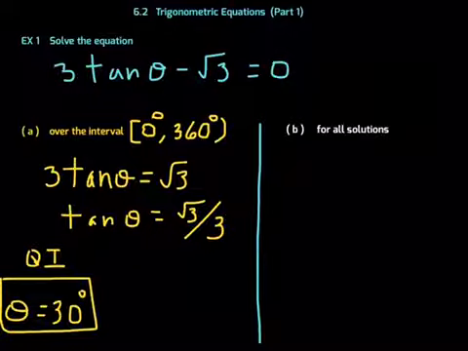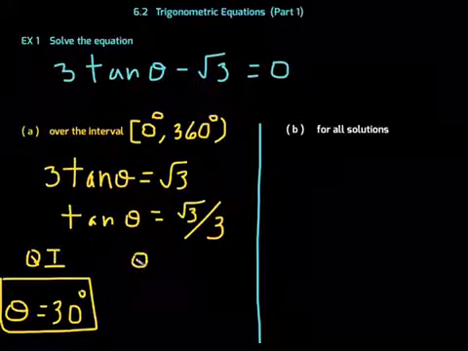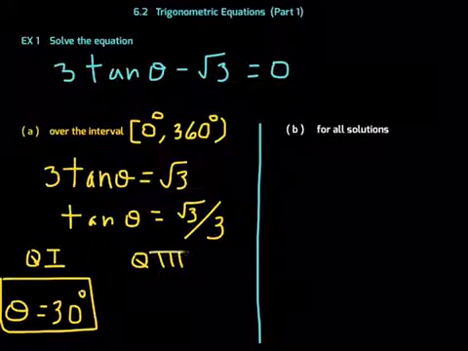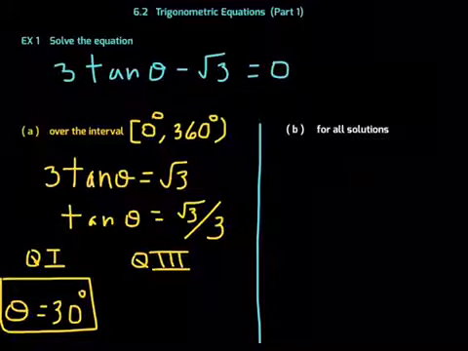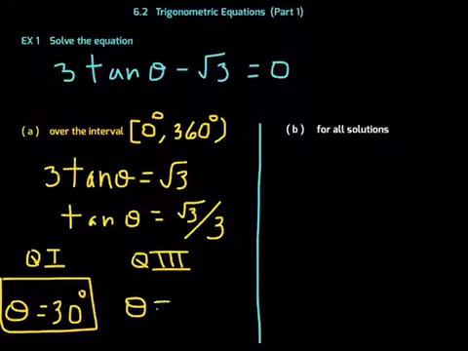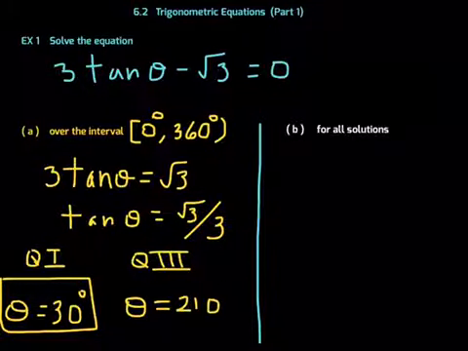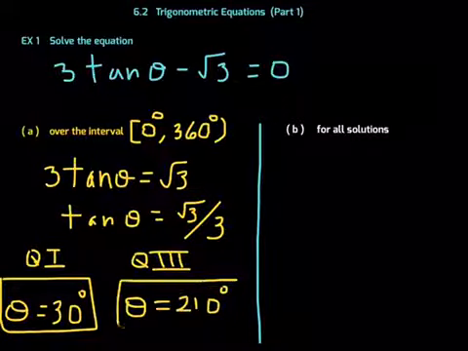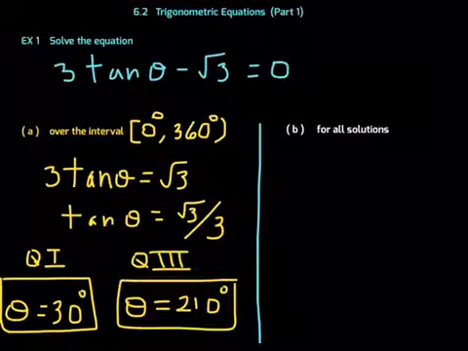In quadrant 1, you can consider this to be a reference angle, right? All reference angles are in quadrant 1. And then in quadrant 3, you'll be 30 degrees from 180 degrees. That would be 210 degrees. So then these are your 2 solutions, your only 2 solutions between 0 and 360 degrees. So that's it. Those 2 solutions, and that's it.